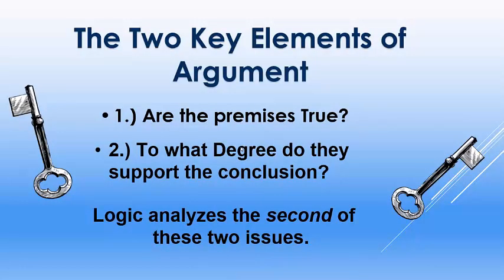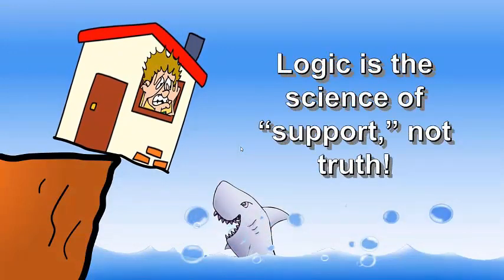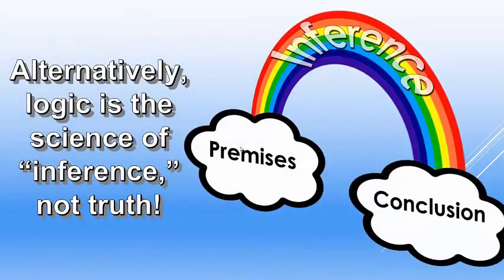The 2 key elements of an argument are always: are the premises true, and to what degree do they support the conclusion? And logic analyzes the second of these 2 key issues. Now that means that logic is actually the science rather of support than truth. What we want to know is whether the premises support a conclusion. Whether or not those premises are true is a different issue. Alternatively, you may say that logic is the science that evaluates inferences instead of truth. Logic cannot tell you whether the premises or conclusion of an argument is true. It can evaluate the link-up between the premises and the conclusions.